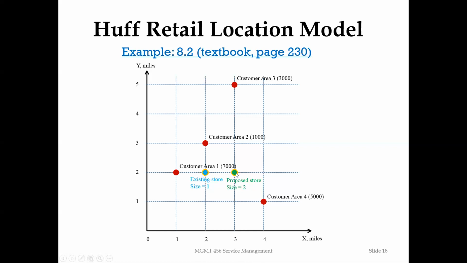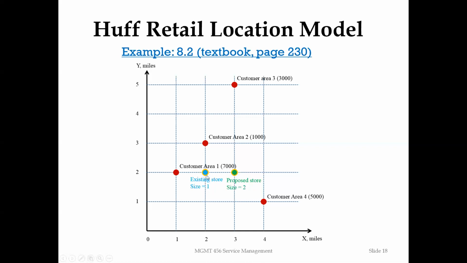Now we are trying to build another store, which we call the proposed store, to compete with the existing store. This is the location we plan to build. The green dot shows the potential location for the proposed new store. And we're going to make it larger. So the store size is 2, compared to the existing store, whose size is only 1. So we're proposing to build a brand new store in this location with a store size of 2.